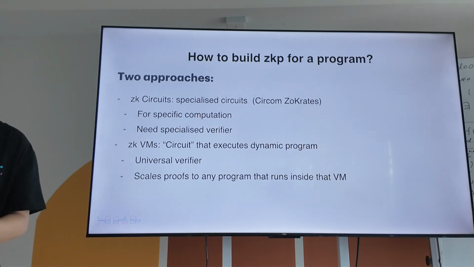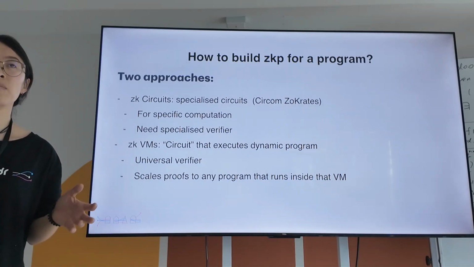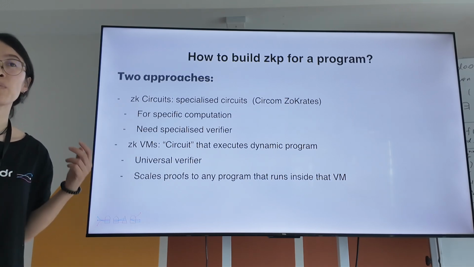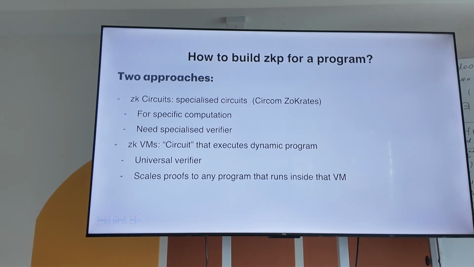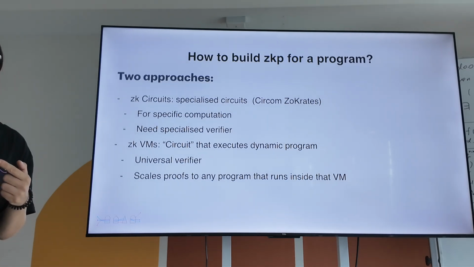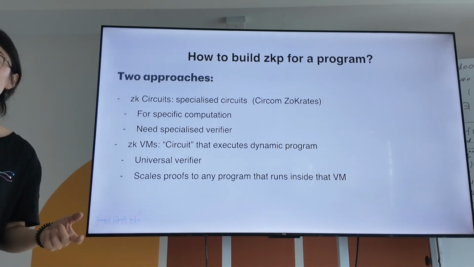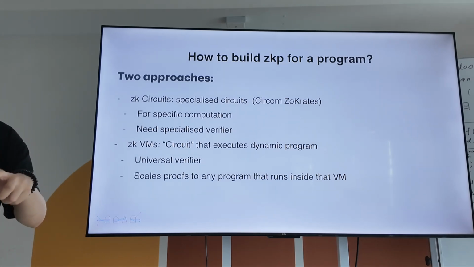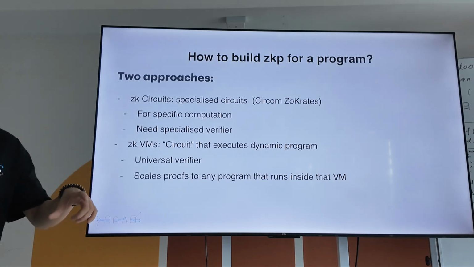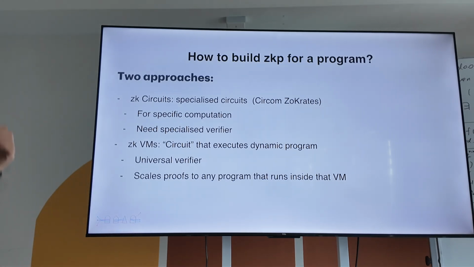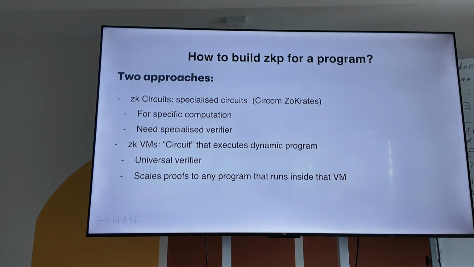To think about the different approaches people take to generate zero-knowledge proofs, we basically have two approaches. The traditional one is you write your circuit, a handwritten circuit for a specialized computation, and you generate a specialized proof. This proof is only valid for this computation. And for this track, we have zkVM and Socrates.